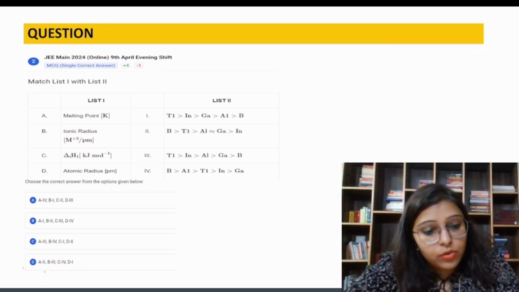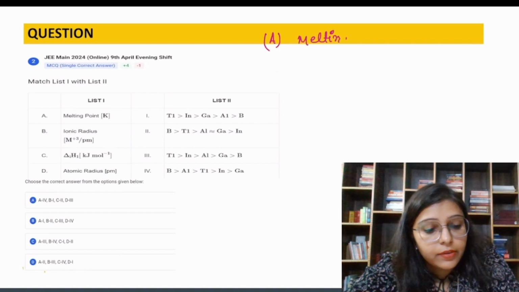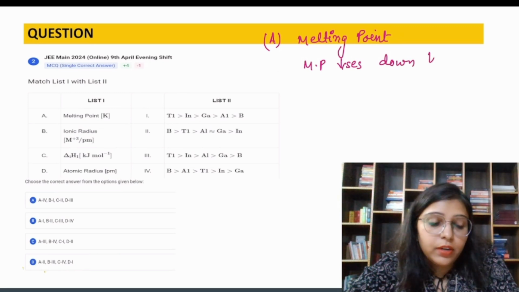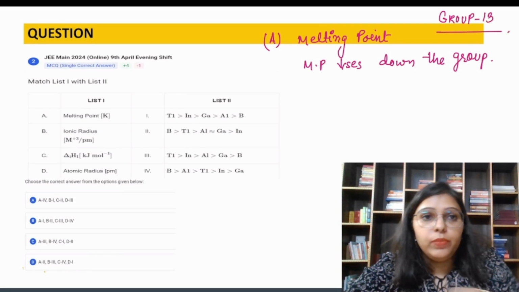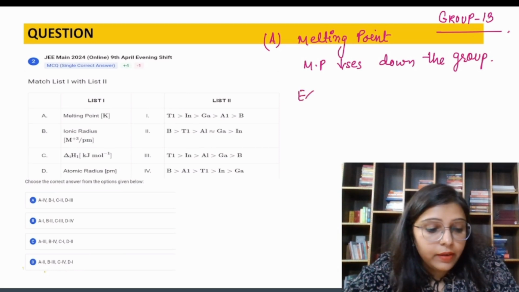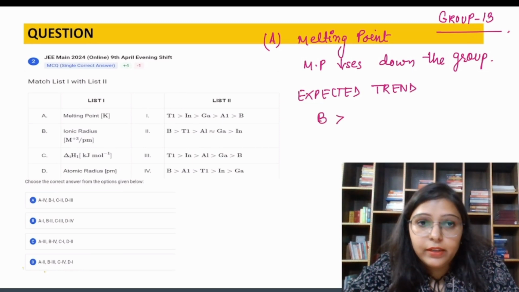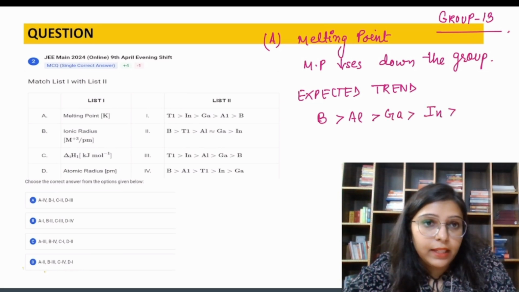So let's do it. First is the melting point. A is the melting point. So what is the general trend for melting point? Melting point decreases down the group, and that is for group 13. So now what is the expected trend over here? Expected trend is boron melting point is greater than aluminium, then gallium, then indium, and then thallium.